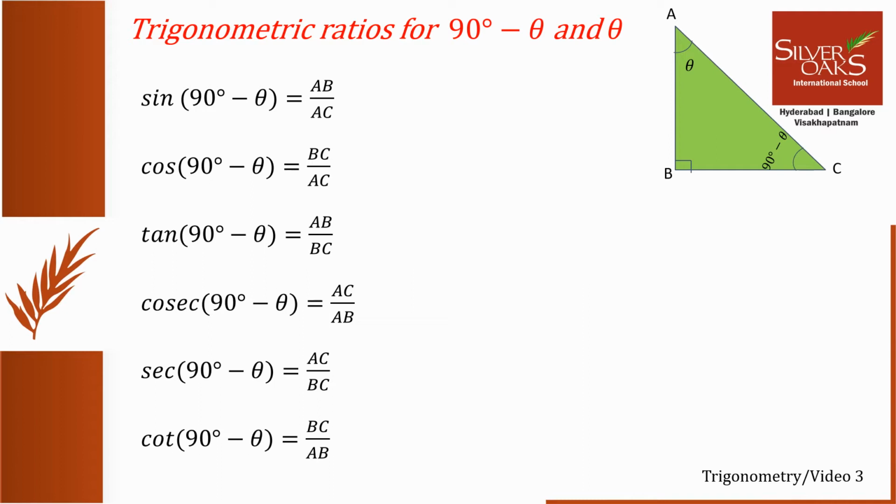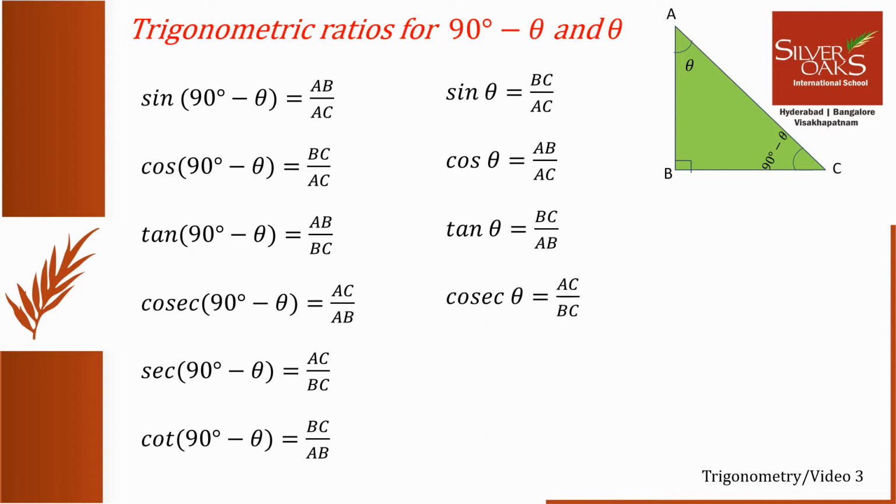Now let us write for angle theta in the separate column. So, sin theta is equal to BC by AC, cos theta is equal to AB by AC, tan theta is equal to BC by AB, cosecant theta is equal to AC by BC, secant theta is equal to AC by AB, cot theta is equal to AB by BC. Now let us find the relationship here.